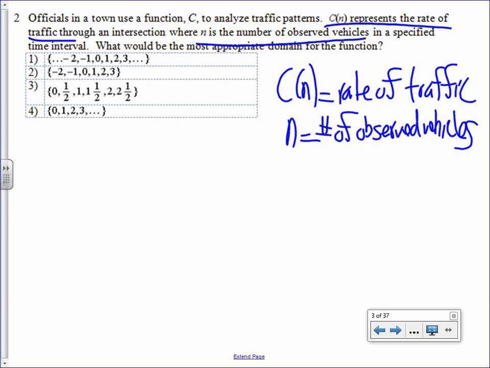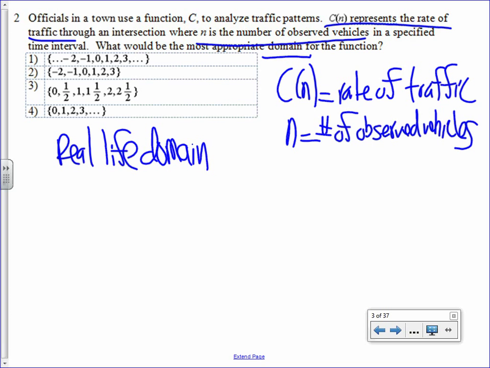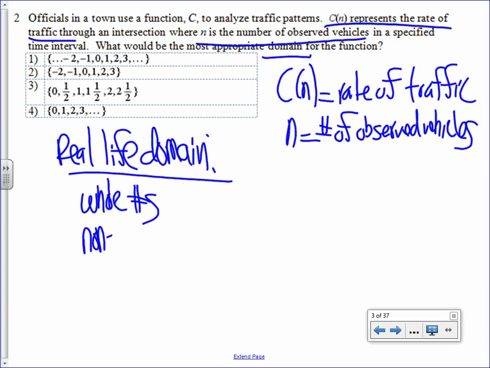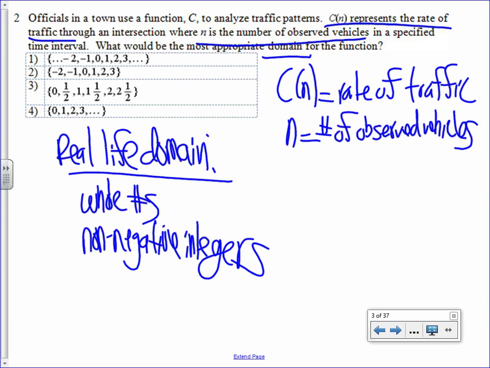What would be the most appropriate domain for these real-life domain problems? Almost always, your answer is going to be either whole numbers or non-negative integers. So once you see domain, especially for a real-life situation, it's going to be whole numbers, or in other words, non-negative integers. Choice 4. The reason is the domain is the number of observed vehicles.